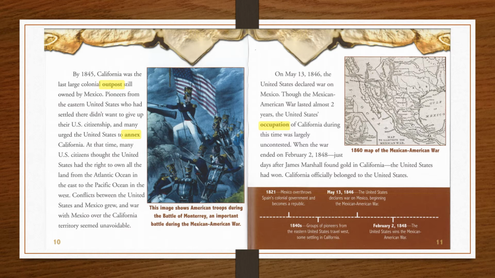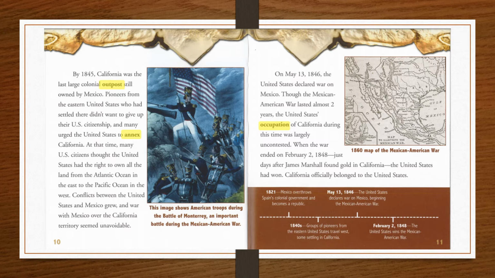When the war ended on February 2nd, 1848, just days after James Marshall found gold in California, the United States had won. California officially belonged to the United States. So, if you look at the map, there is a caption underneath. It says, in 1860, this was the map of the Mexican-American War. It kind of gives you a little bit of information about where some of the battles were and where they were as far as the United States goes.